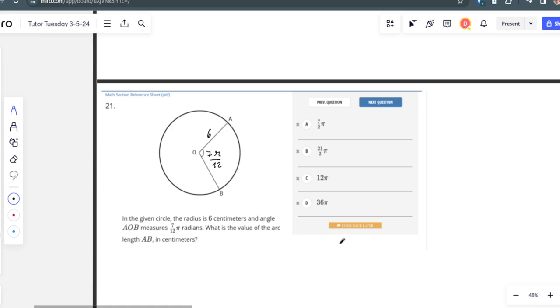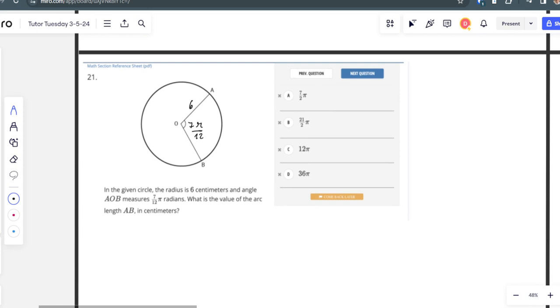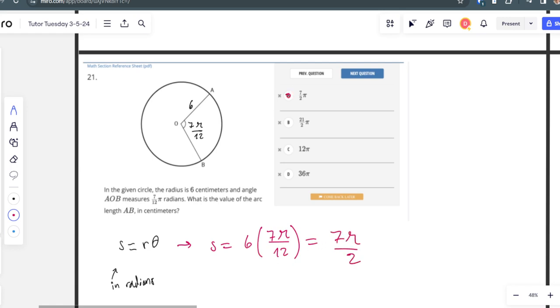Well, there's another formula that I can mention here. Like the one I mentioned before was if you're dealing in degrees. In radians, the arc length formula is r theta in radians. Meaning if your angle is in radians, you just multiply the radius times the angle. Then S would be equal to 6 times 7 pi over 12, which is what? 6 over 12 is 1/2, so 7 pi over 2, which is answer choice A.